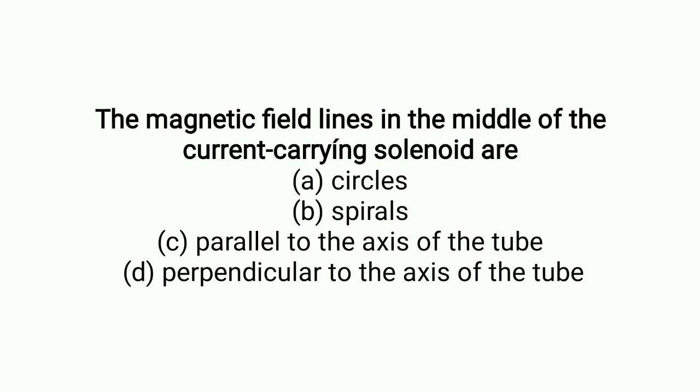The magnetic field lines in the middle of the current carrying solenoid are circles, spirals, parallel to the axis of the tube, perpendicular to the axis of the tube. So in the middle of the current carrying solenoid, the magnetic field is parallel to the axis of the tube. I have already explained this in the previous question, so just check it once.